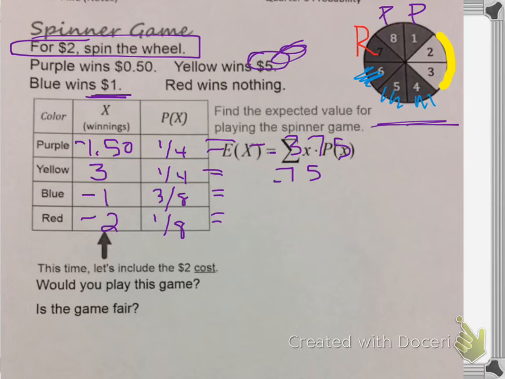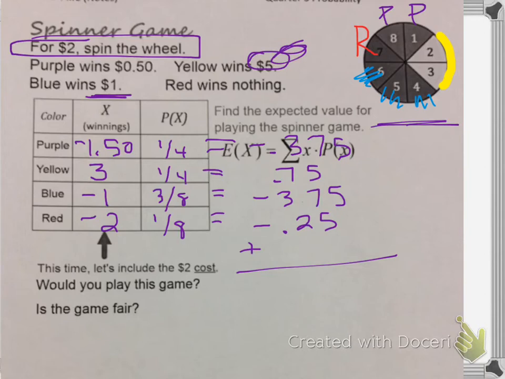A negative 1 times 3/8 is a negative 0.375. And then a negative 2 times 1/8 is a negative 0.25. So if I wanted to know my expected value for playing this game, I would then just add those values straight down and find out what my solution is.